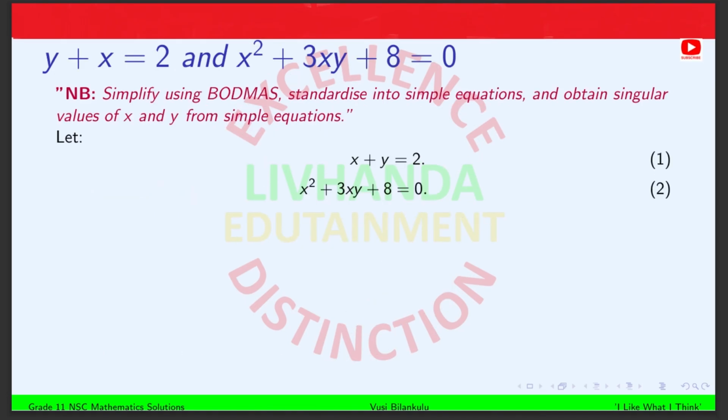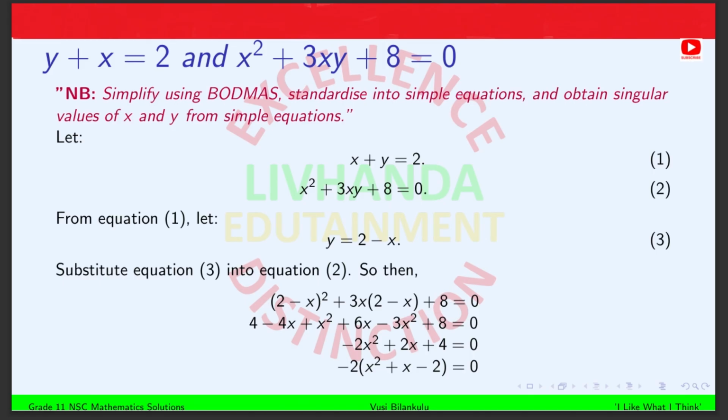For simultaneous equations, it is necessary to obtain singular values for both x and y. First, label a linear equation given by x plus y equals 2 as equation number 1. Then, label a quadratic equation given by x squared plus 3xy plus 8 equals 0 as equation number 2. From equation 1, let x equal 2 minus y. Label this as equation 3.